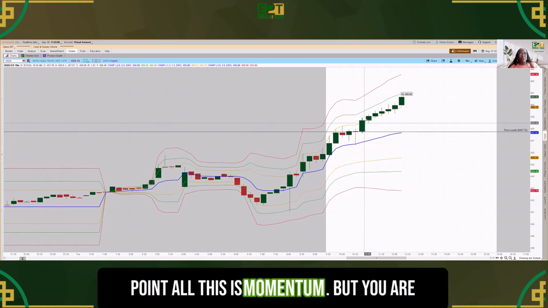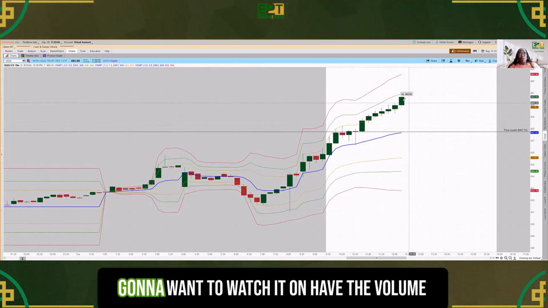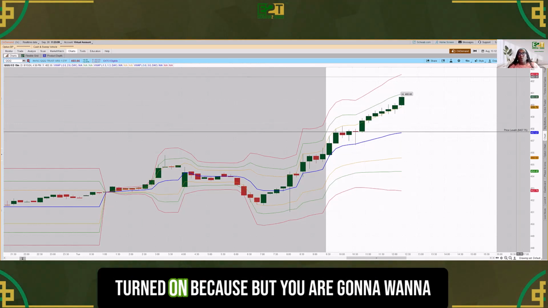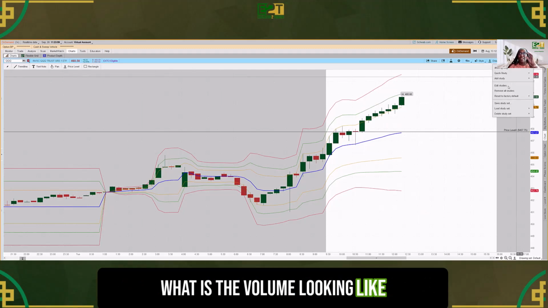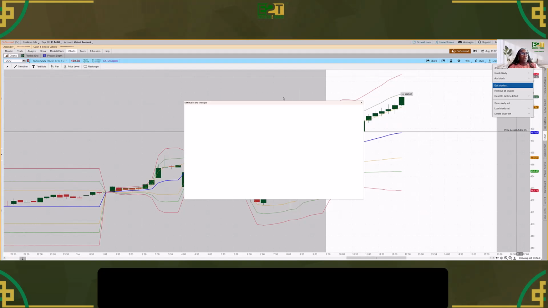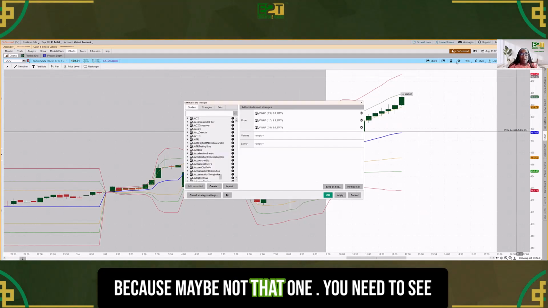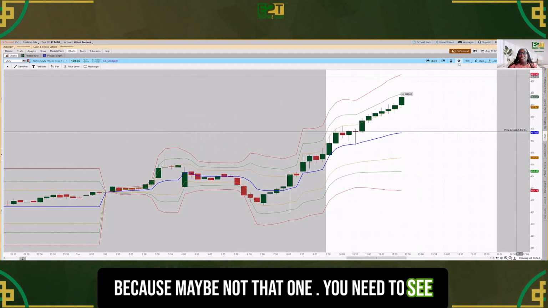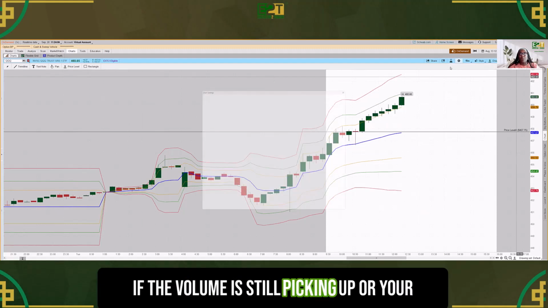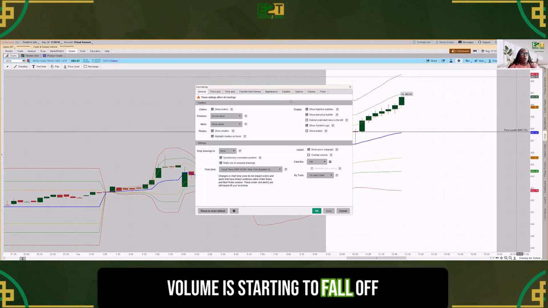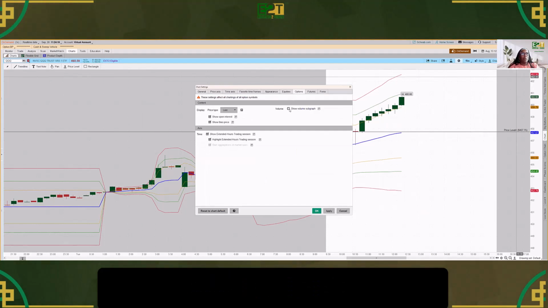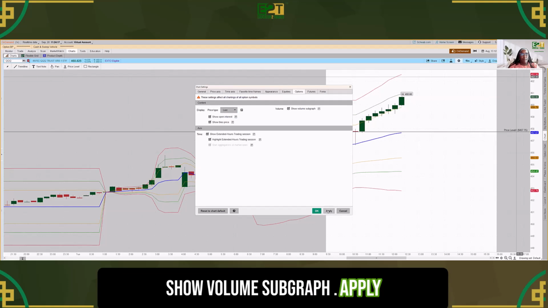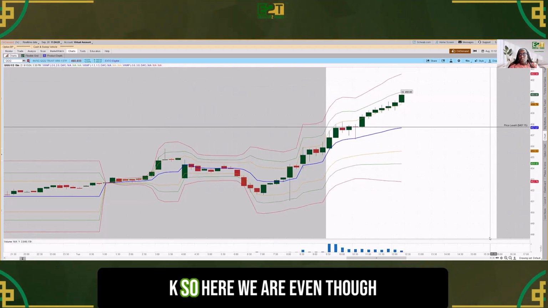All this is momentum, but you are going to want to watch volume. I don't have the volume turned on. Let me put that on here. What is the volume looking like? You need to see if the volume is still picking up or if volume is starting to fall off. Show volume subgraph. Apply. Okay, so here we are.